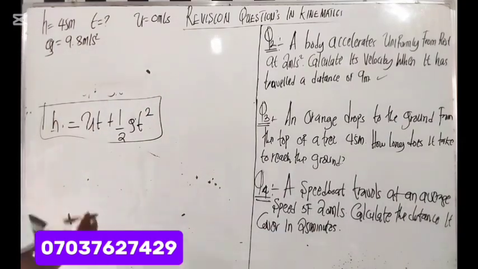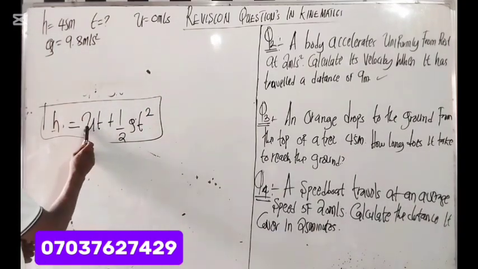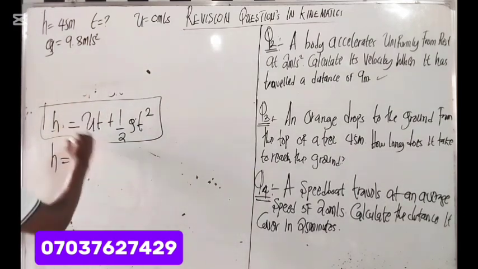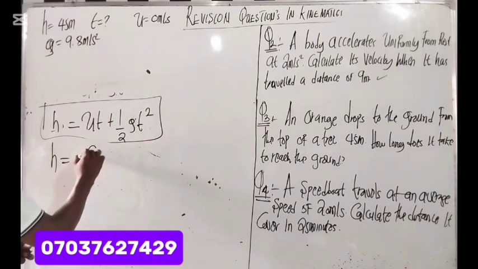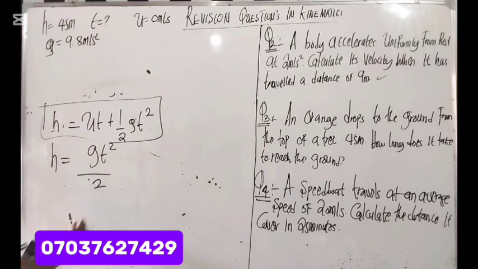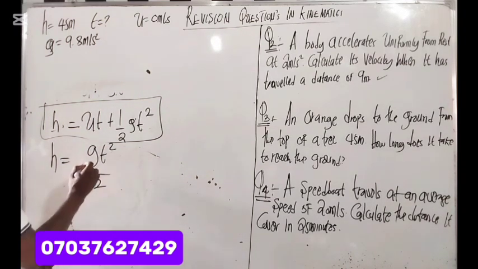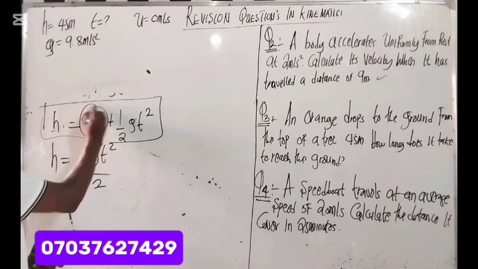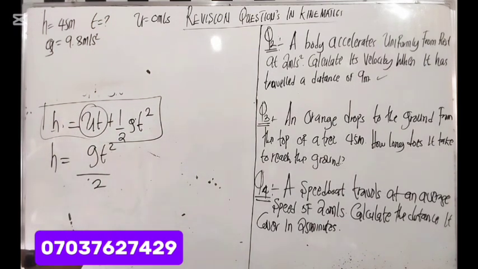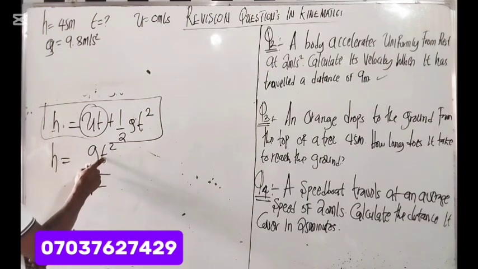So let me put our values here. Remember, the other term will be 0 because the initial velocity is 0. So h equals gt squared over 2. Do you know the reason why it's like this? Because the other option is 0, because the initial velocity is 0. Hope you understand. So now let's make t the subject of the formula here.